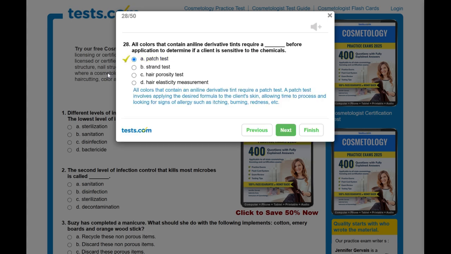A. Patch test. All colors that contain an aniline derivative tint require a patch test. A patch test involves applying the desired formula to the client's skin, allowing time to process and looking for signs of allergy, such as itching, burning, redness, etc.